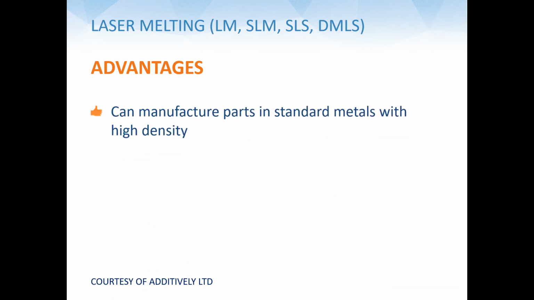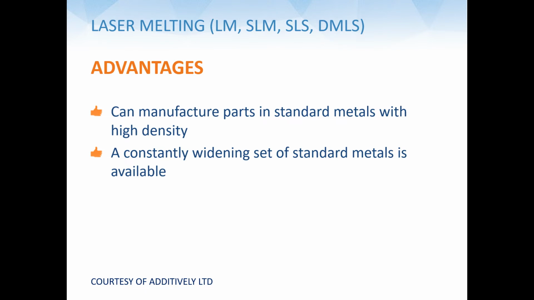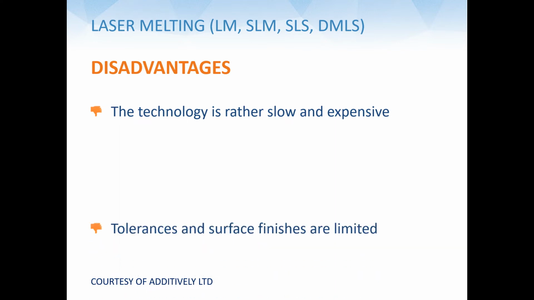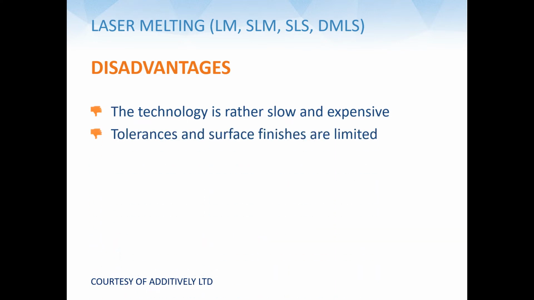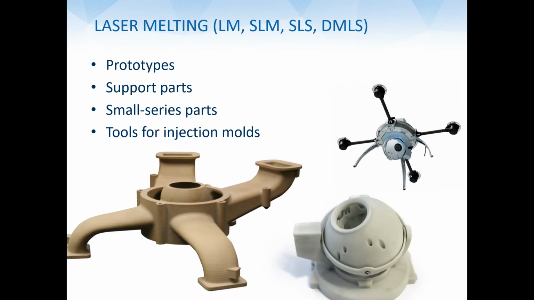And the advantages of the laser system are that you can manufacture parts in standard metals with high density. A constantly widening set of standard metals is available. Parts can be further processed. The disadvantages of the laser styles are the technology is slow and very expensive. The tolerances and surface finishes are limited, and the materials are incredibly expensive. When it comes to the laser melting technologies, it's often used for prototype, support parts, small series of part runs, and tools for injection molding, such as can be seen here.